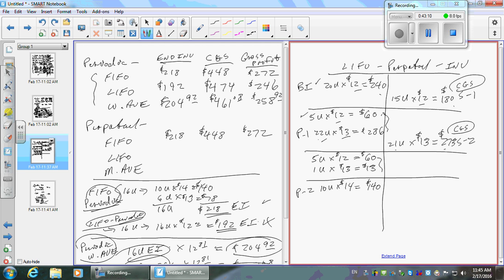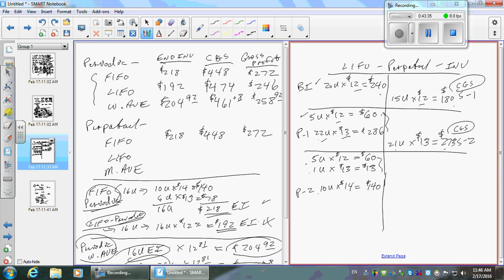And where am I at now? What do I have in my inventory right now? I have 16 units in total. 5 plus 1 plus 10 in 3 different layers, huh? I got to keep track of these layers. You see why LIFO would be expensive? Doing it by hand. Even with computers, you have to pay for the computer storage and all that stuff.